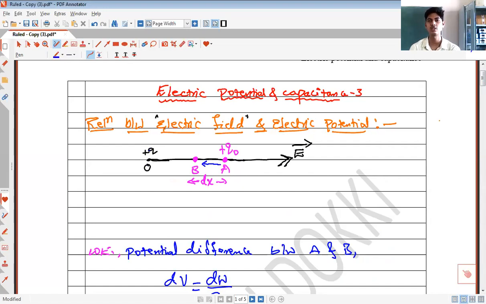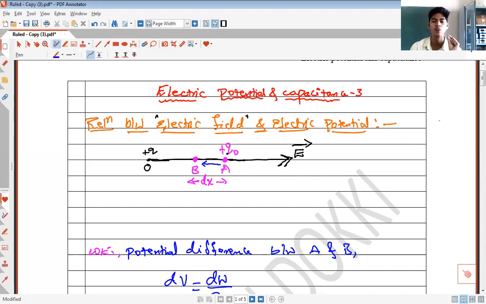Right? This source charge is going to produce an electric field. That electric field is radially outward due to a positive source charge, and it is represented as E vector. E vector is the electric field due to source charge plus Q. In this electric field, I have considered 2 points A and B.